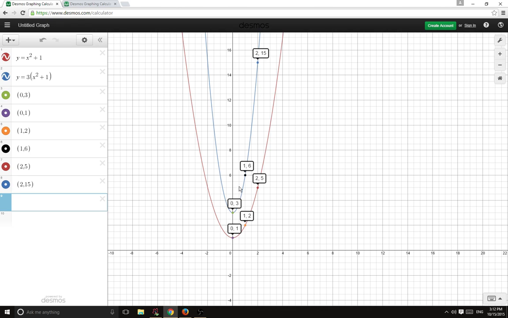But there's actually a simpler way to look at it. Let's just observe some of the points on this graph. From here to here, our x-coordinate remains the same, but our y-coordinate went from 1 to 3. And the same thing here. Our x's are both 1, but we went from 2 to 6 here, and then 5 to 15 here. If you multiply each of these by 3, you'll get these 3 values here. And that's actually what vertical dilation does.